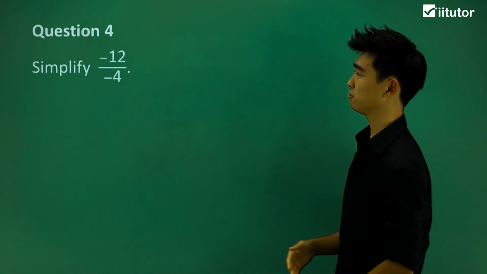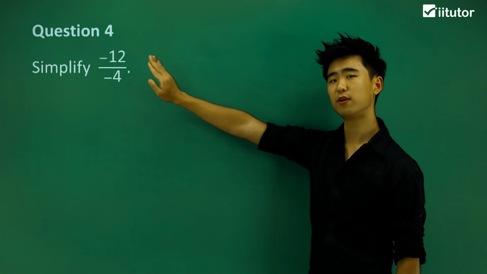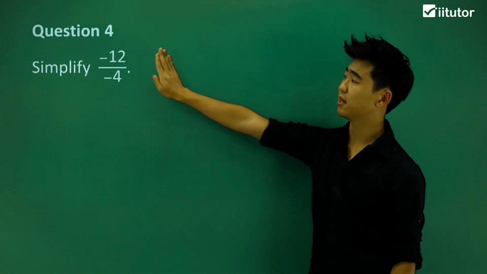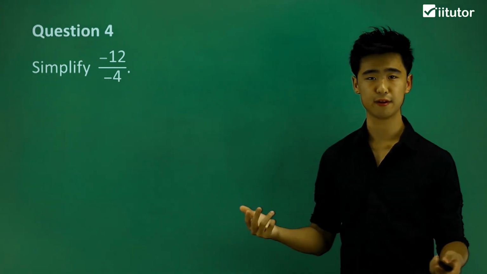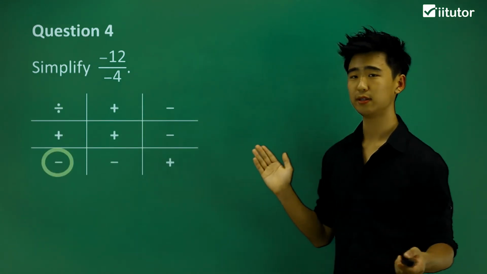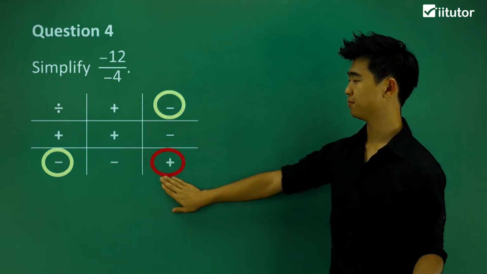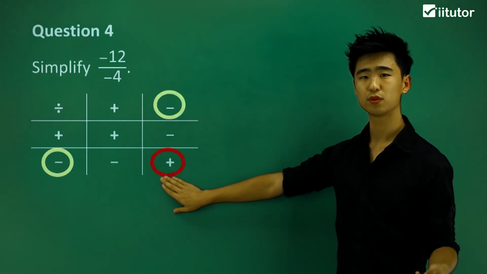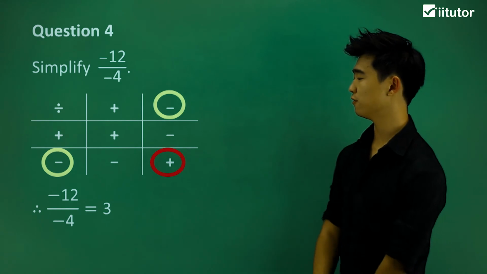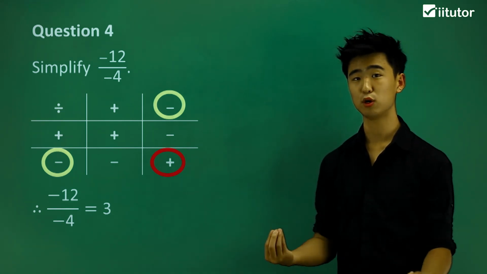Let's move on to question number 4. Now we have negative 12 over negative 4. In other words, negative 12 divided by negative 4. So, if we look at my table, we have a negative number and a negative number. So when you divide it, it'll give me a positive result. So negative 12 over negative 4 is just positive 3. So positive number here.